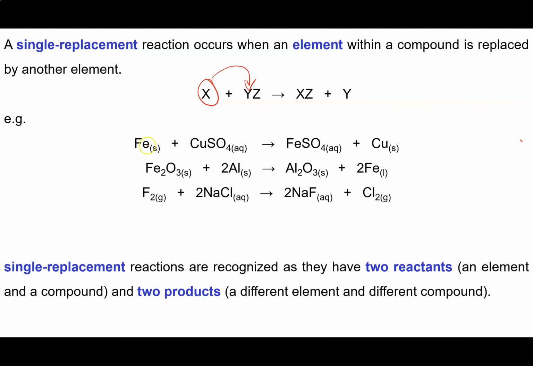All right? So you can see here, element plus compound, and the iron is going to replace the copper. So now we've got a new compound and a new element. So here we go, element with compound, and you guessed it, the aluminum is going to replace the iron, and now we've got a new compound and a new element. All right, element and compound: an element replaces a different element in a compound to form a new compound and a new element. So single replacement reactions always have two reactants, which are an element and a compound, and they always have two products, which are a different element and a different compound. So again, you just got to know how to recognize them, and you'll be good.